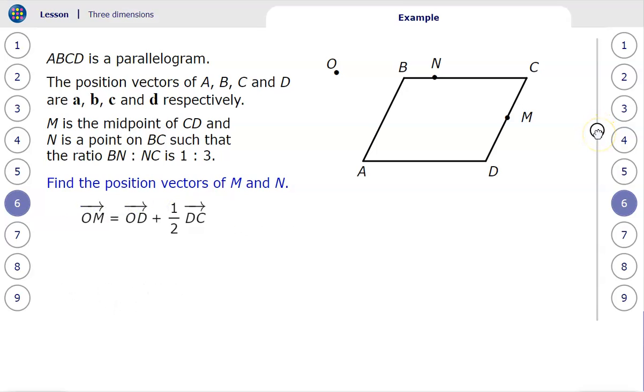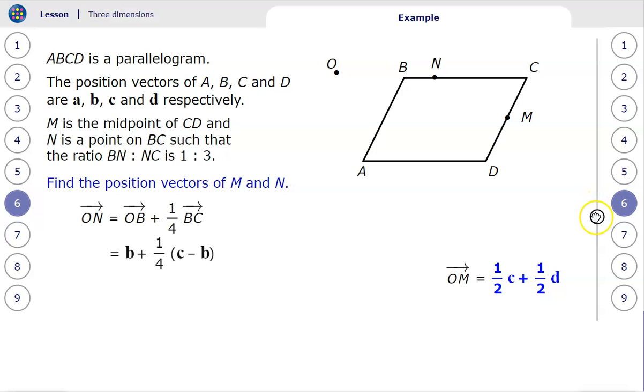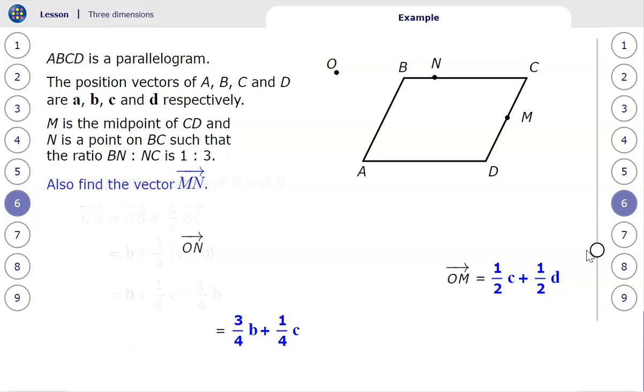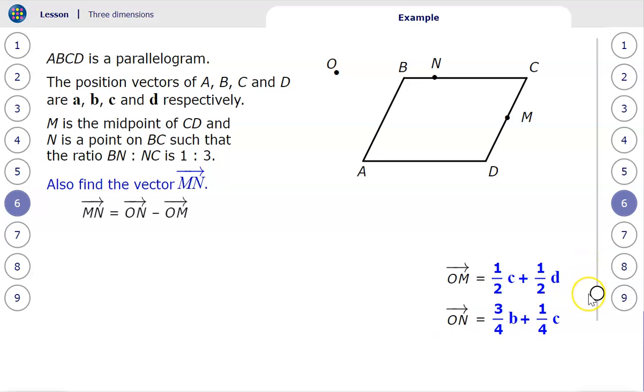So in order to find OM, I'm going to say it's OD, that position vector, and then the displacement vector DM, which is a half of DC. And if I put all that together, I get my position vector for M. N, as we said earlier, is going to be a quarter of the way along BC. So I'm going to get that ON is going to be OB plus a quarter BC. Plug all of that in, and there I get my position vector for ON.